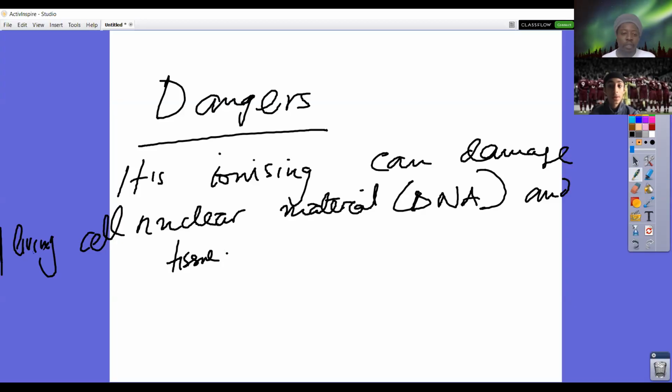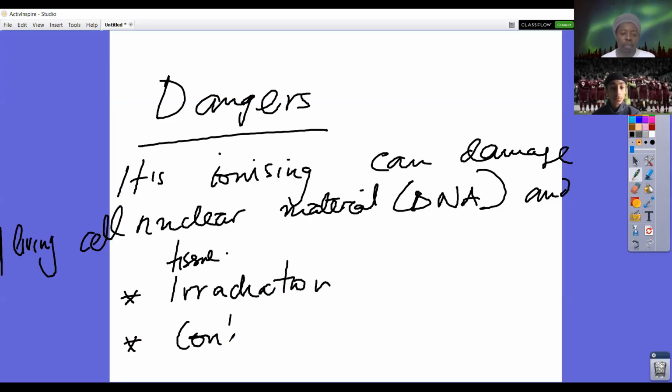There are two terms you will come across here: irradiation and contamination. What is the difference between these two words?